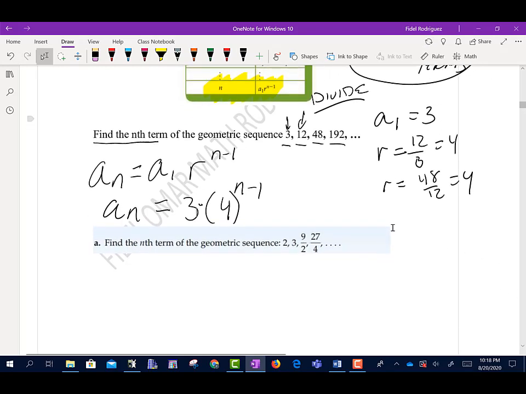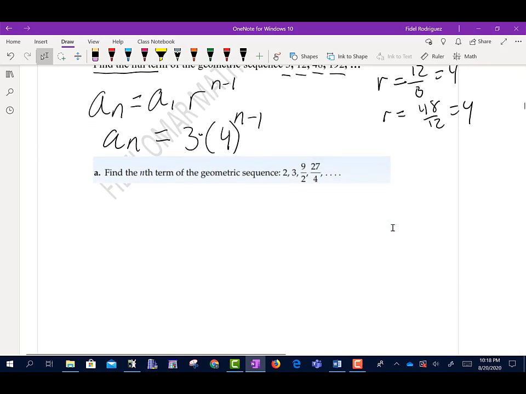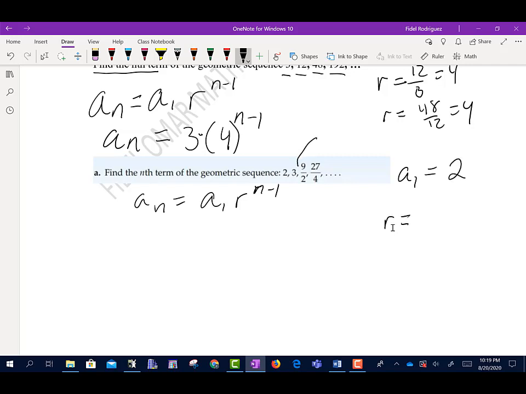All right. So let's see if we can do the same thing for the next problem. We're going to find the nth term of the geometric sequence. So this is just like the problem that we just did. AN equals A1 times r to the power n minus 1. So let's get started. The first term I know is 2, and let's find our ratio. I'm going to take this number, divide it by that one. 3 divided by 2, there it is. You can say, well, what happens when I take this one and divide it by that?